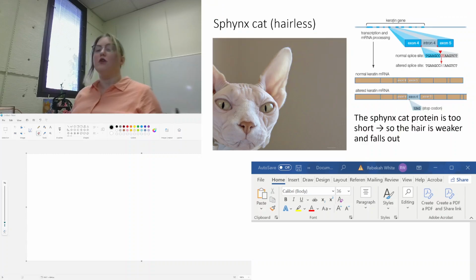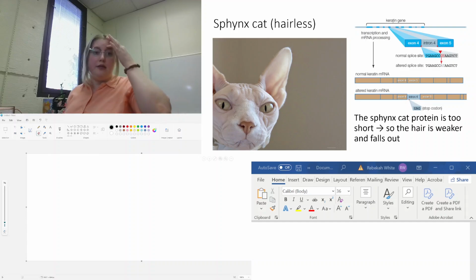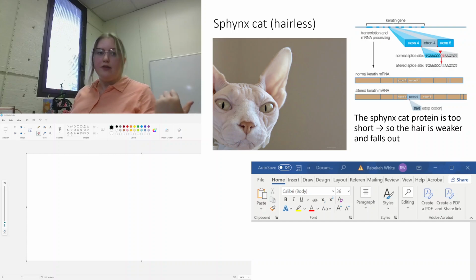With this protein being so short, the keratin is weaker. So the hair in the Sphynx cat is weaker. It's typically shorter, it's softer, it falls out more easily. So this is why hairless cats may have these teeny tiny little hairs, but they don't have a full coat of fur like you see with cats who have normal keratin expression.